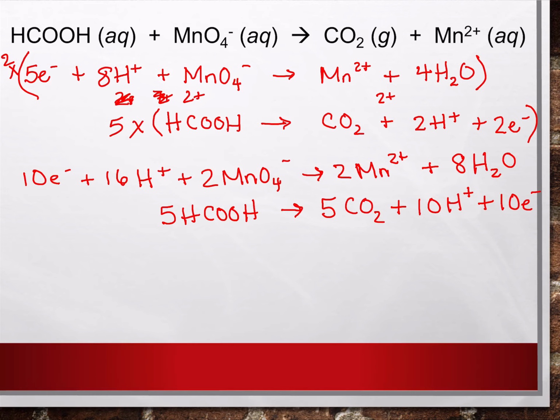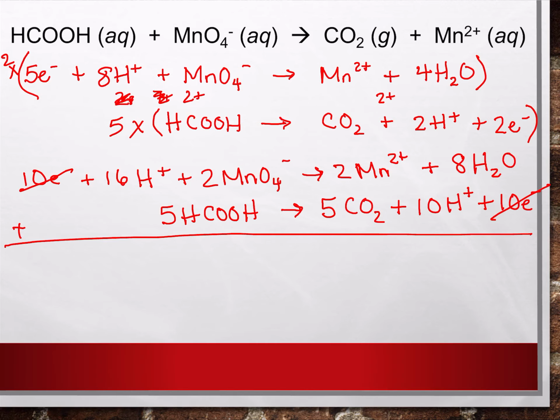And you'll notice, again, like I was saying earlier, the top reaction has electrons on the left and the bottom reaction has electrons on the right. You always need to have them on opposite sides. If they end up on the same side, you've done something terribly wrong, so go back and fix it. So now we're going to add them together. So our 10 electrons cancels our 10 electrons, which is all good to go.